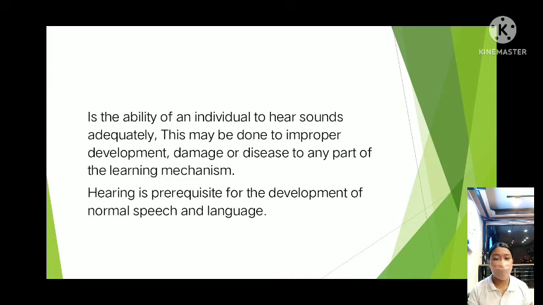When we say hearing impairment, ito yung may mga estudyante na hindi nakikinig or hindi naririnig agad because of the disease, because of the damage na nangyayari sa kanila. So, now we will talk about the causes.